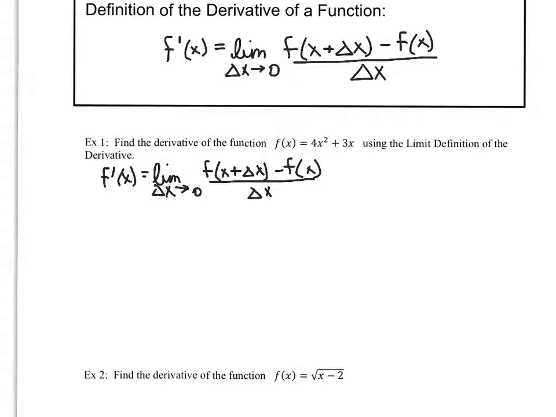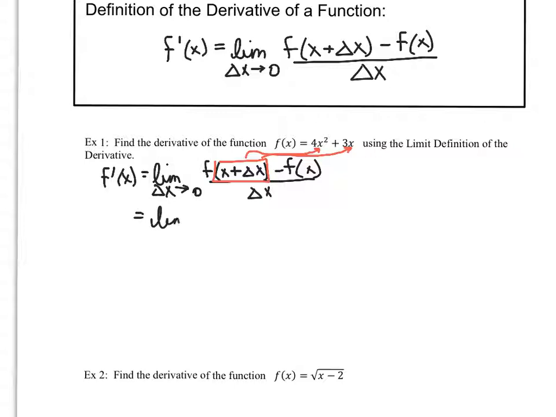Using the formula in the box above, we're going to say f prime of x is equal to the limit as delta x approaches 0 of f of x plus delta x minus f of x all over delta x. So remember that every time we want to find f of x plus delta x, we are just going to take x plus delta x and replace the x in our equation with x plus delta x. So both of those x's will get replaced. It should now look like this.